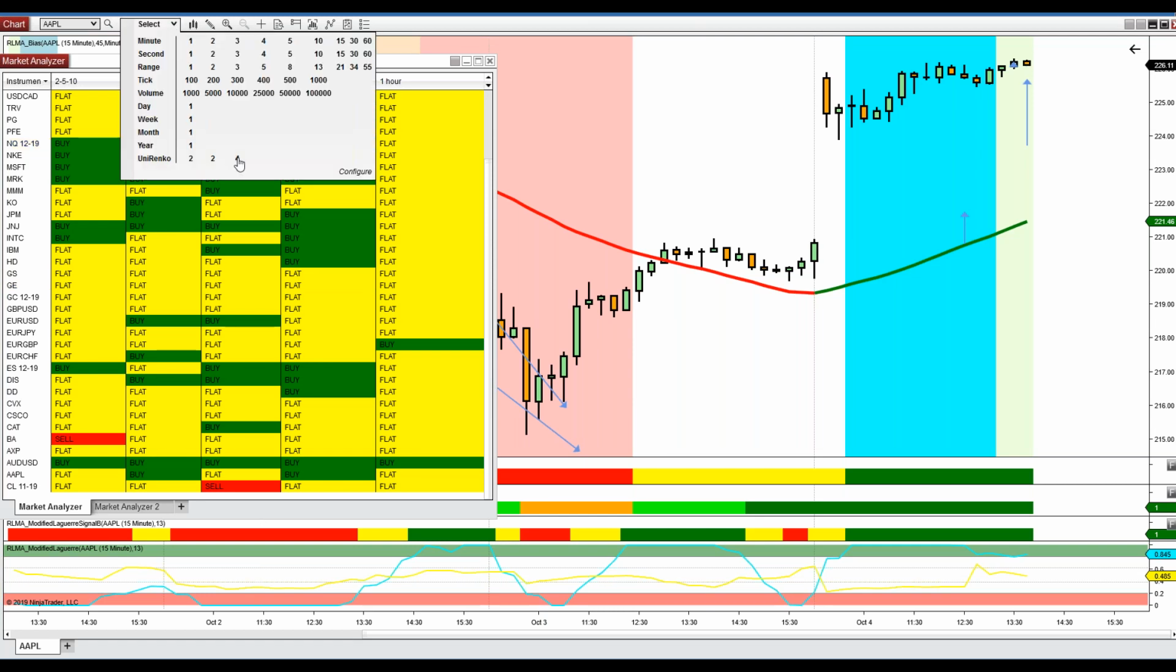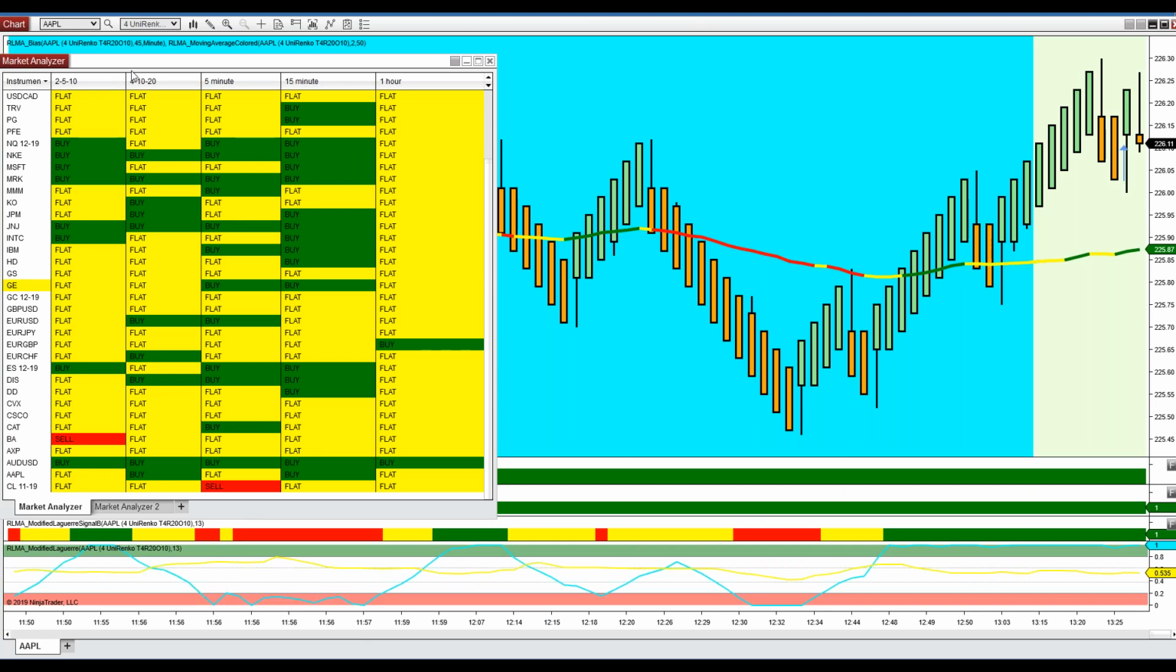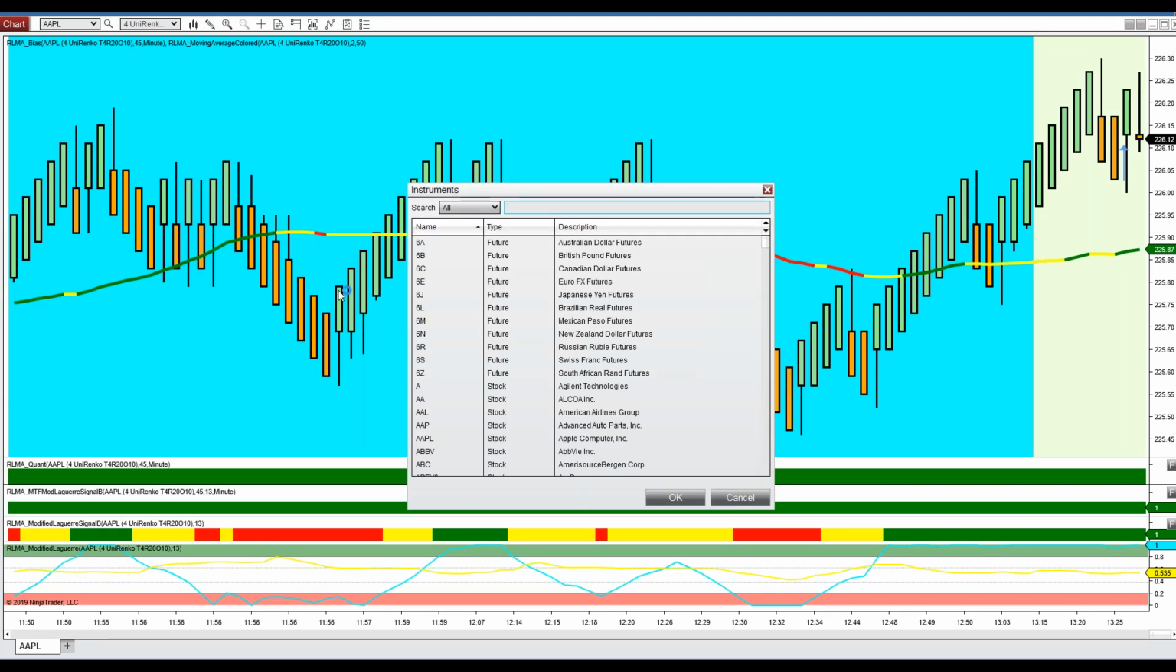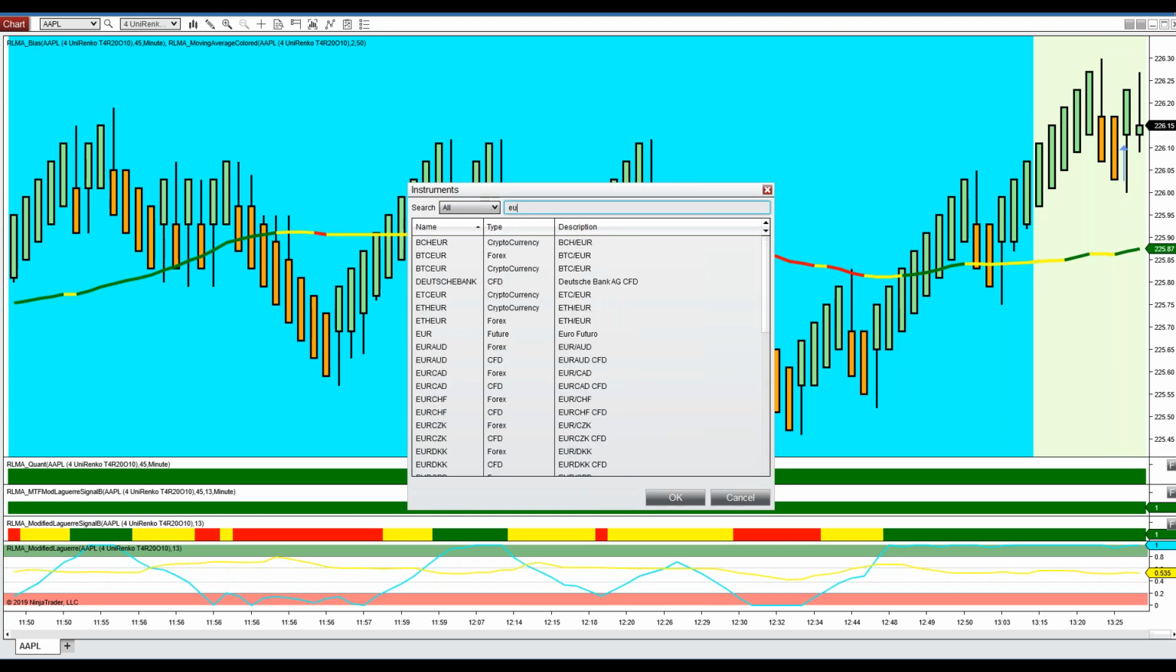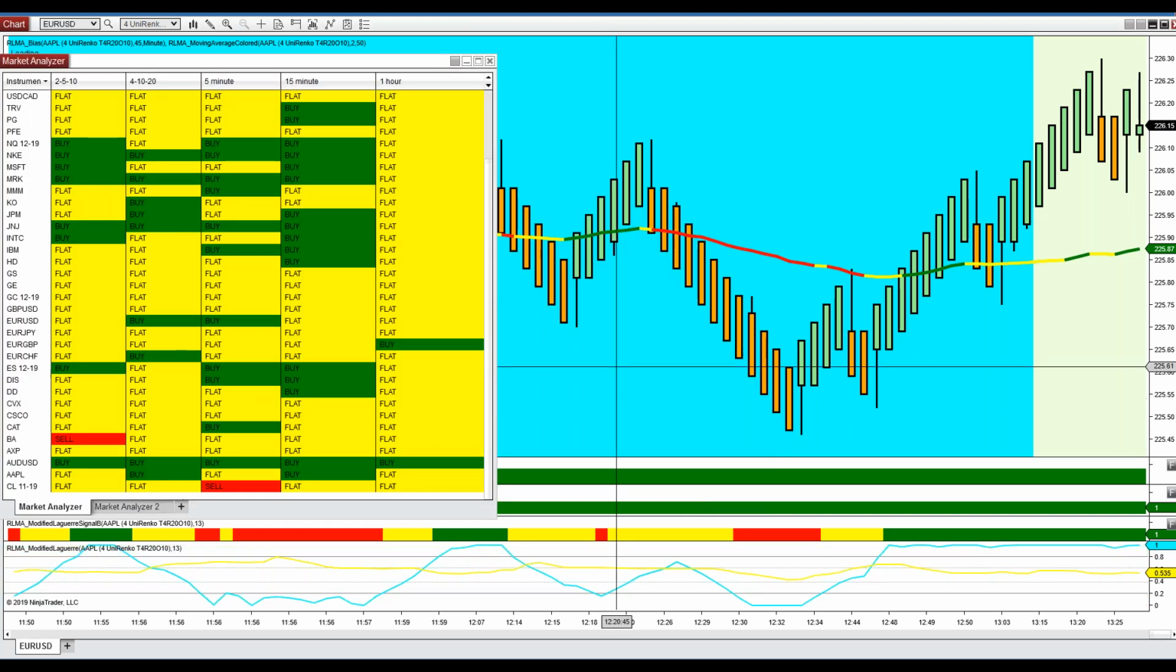Here's the Unirenko. We're going to dial in the 4, and we're going to look at the euro dollar, EUR/USD. All right, it's loading and changing.